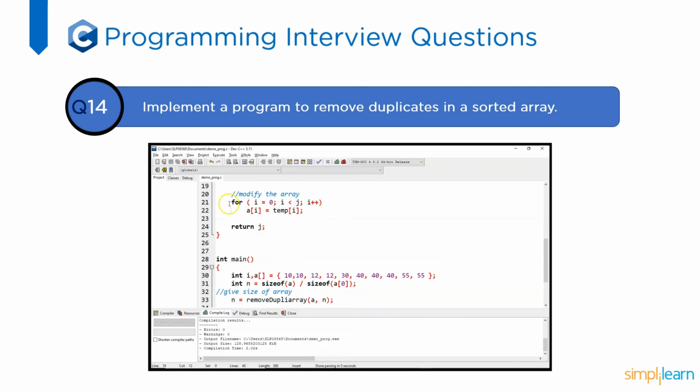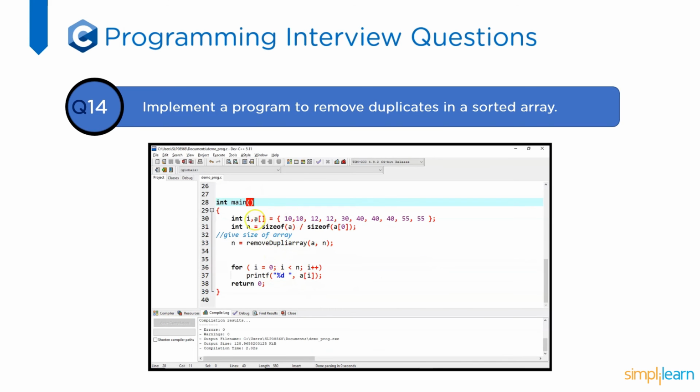Then modifying if there is any repeated, for i is equal to 0 to i less than j, temp of i is assigned to a of i, and then return j. Coming to the main function, here we have the array elements, as I said 10, 12, 30, 40 and 55, and also along with the duplicates.